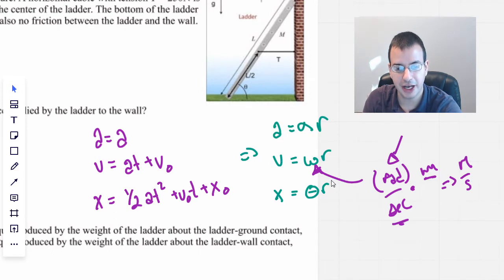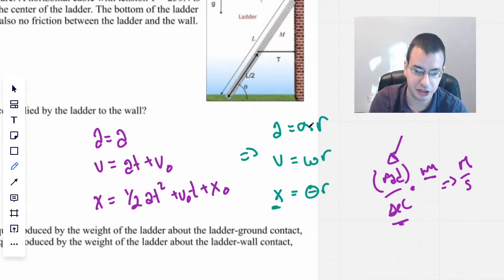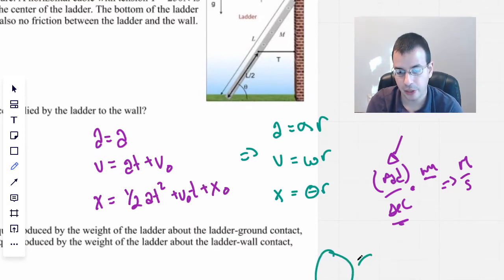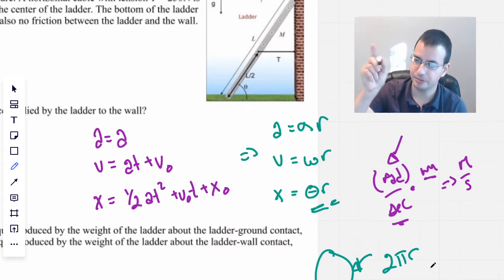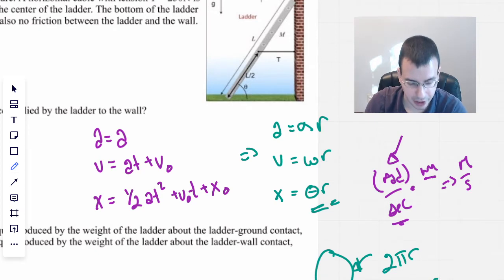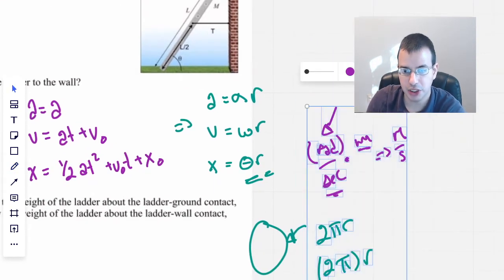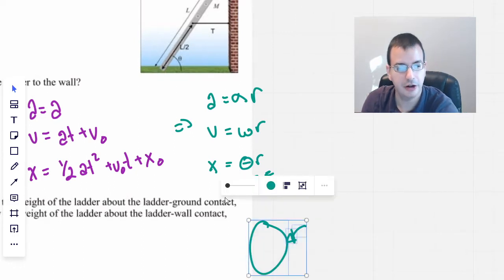Now, you could also look at this portion right here, x equals theta r, and think of it like a circle. The distance around the circle is 2 pi r, and the radians around the circle is 2 pi, and then to get the distance, you multiply by r. So 2 pi r, kind of makes sense. Okay, so that's the conversion between linear and rotational units.